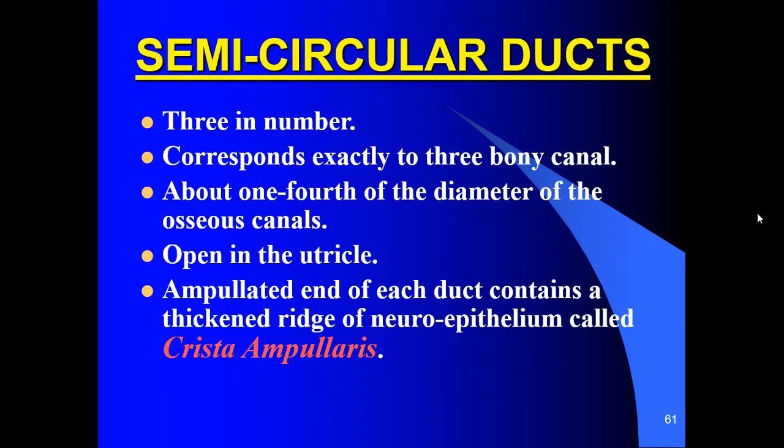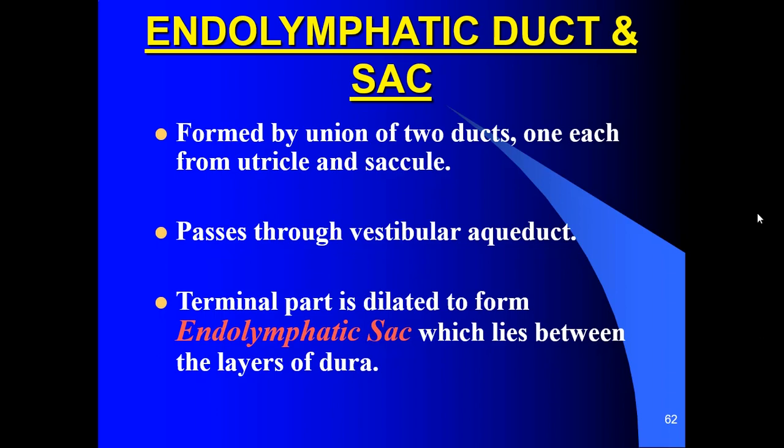They correspond exactly to the 3 bony canals, about 1/4 of the diameter of the osseous canal. They open into the utricle, and each is ampullated at one end, which contains the sensory epithelium called the crista ampullaris. The endolymphatic duct and sac are formed by the union of 2 ducts, one each from the utricle and saccule. It passes through the vestibular aqueduct. The terminal part is dilated to form the endolymphatic sac, which lies between the layers of dura.